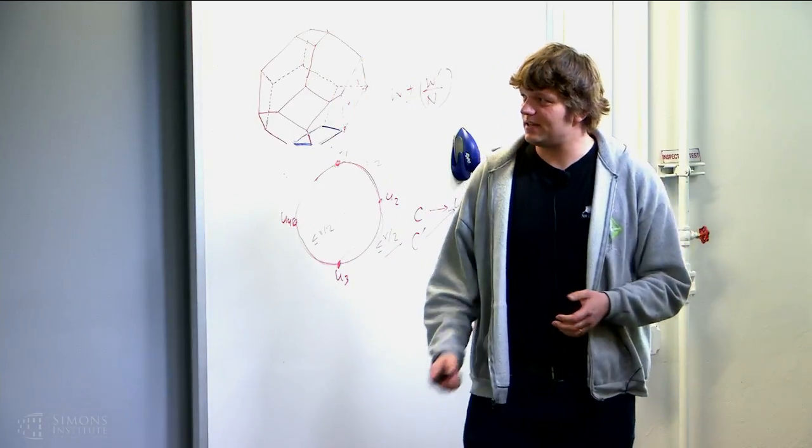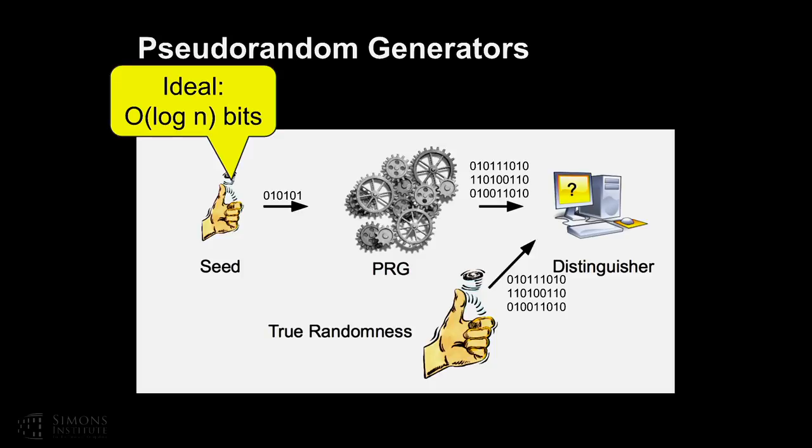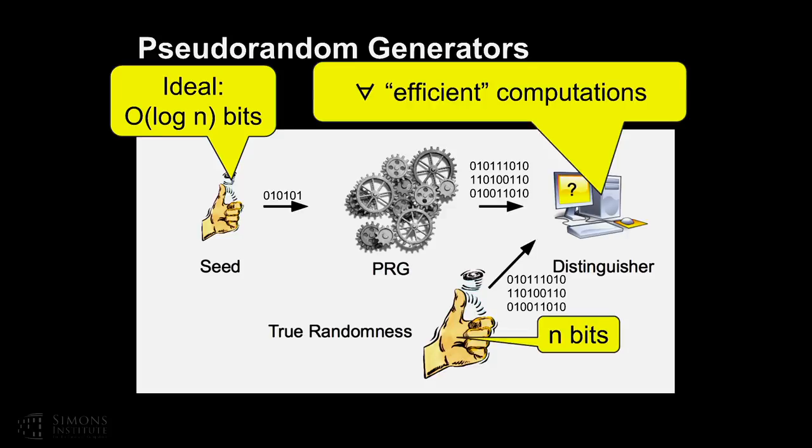So I'm sure pseudorandom generators need no introduction to this audience, but nonetheless, the task of a pseudorandom generator is to take a small seed, ideally of length log n, and stretch it to something of length n. And this should be indistinguishable from being truly uniform to all efficient computations, or some class that we have to specify that we want it for.